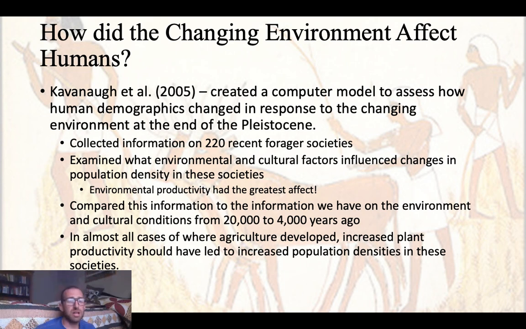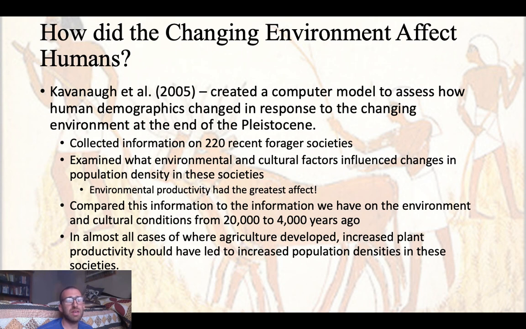So we have a changing climate. How did this changing climate affect humans at the time? Right? So agriculture, we know around 12,000 years ago, develops everywhere. Around this time, we have this changing climate. It's getting warmer. How is this changing climate going to affect humans?